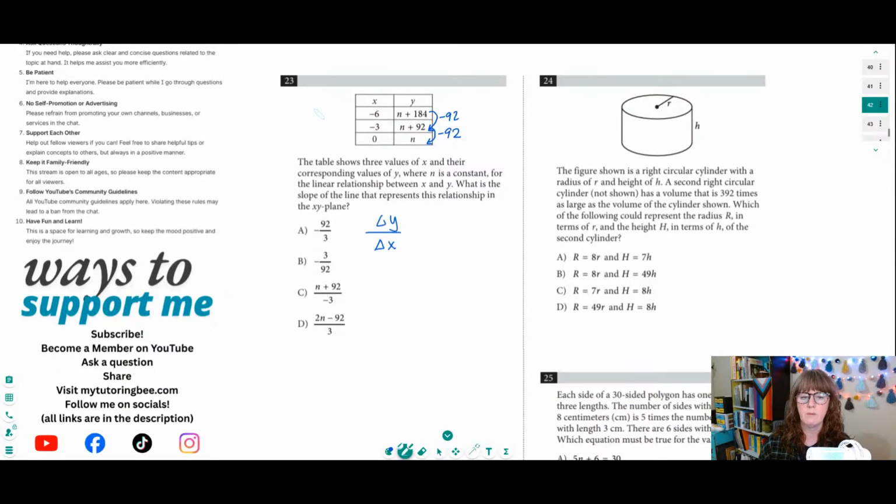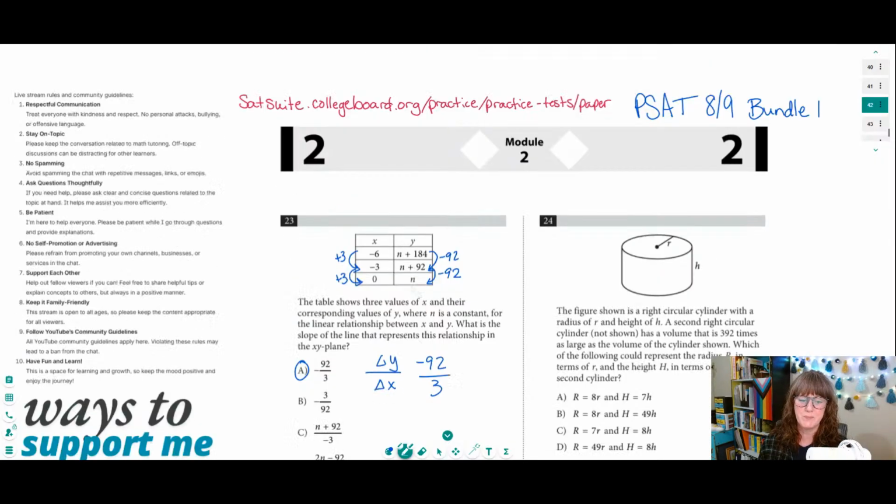Okay, now let's compare that with what's happening over on the x side. So from -6 to -3, that is an addition of 3. And then from -3 to 0, we're adding 3 again. So again, our change in y is -92. Our change in x is 3. And looks like A matches that. We have a -92 over 3. So that would be our slope.